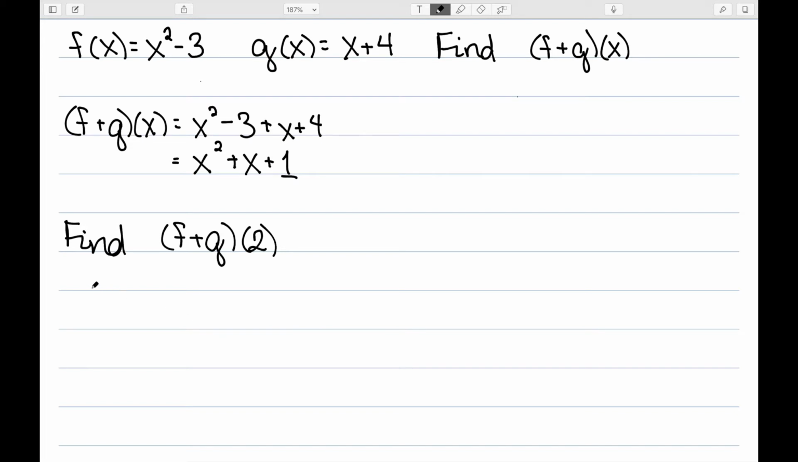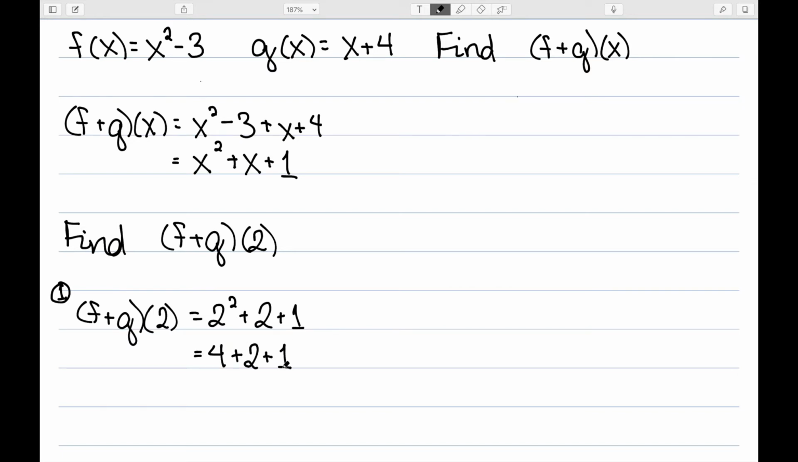I then want to find f plus g of 2, and there's going to be two ways to do this. The first way is to use the function we just found. So we have f plus g of 2 would be 2 squared plus 2 plus 1, or 4 plus 2 plus 1, which is 7.